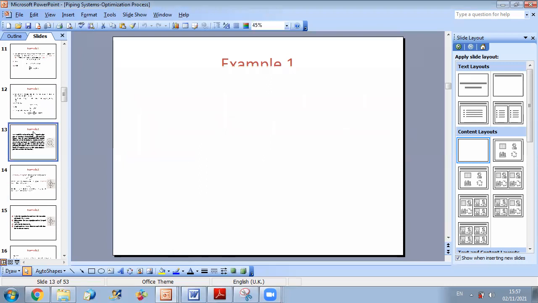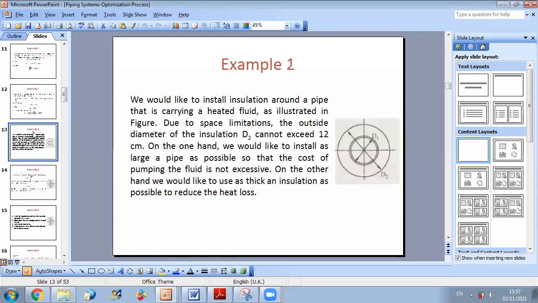Other examples. We would like to install insulation around a pipe that is carrying a heated fluid, as illustrated in the figure. Due to space limitations, the outside diameter of the insulation D2 cannot exceed 12 centimeters. Here we have another type of constraint. We have a space constraint: we cannot increase D2 beyond 12. So we should limit ourselves. The constraint equation here is D2 equal to 12.